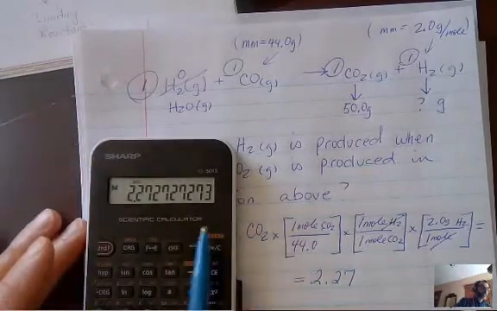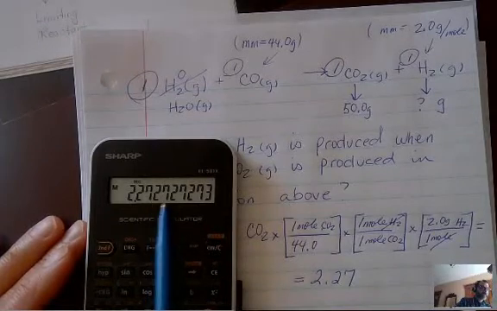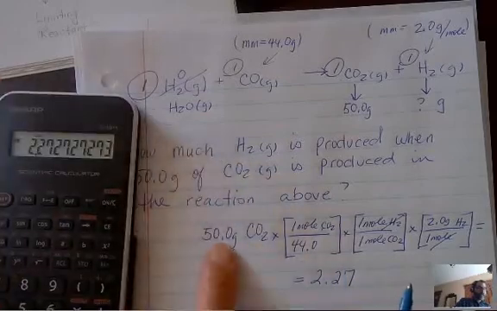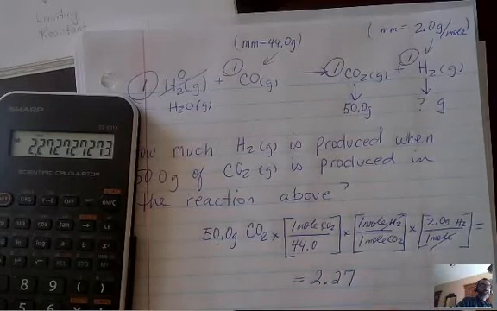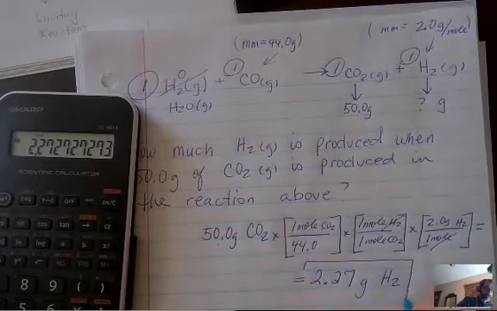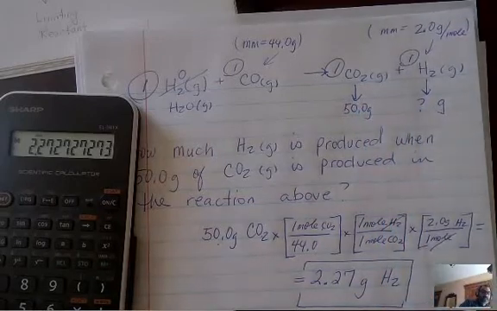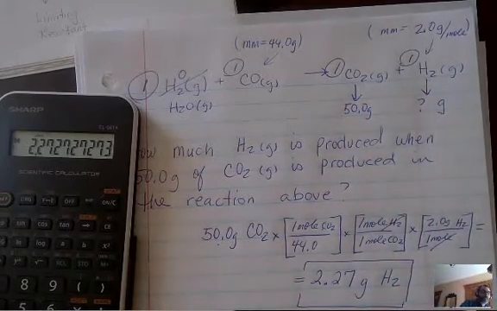Take a look. The next number is a 27 again, so this is repeating. So I'm going to round this down to 2.27. This guy had 3 significant figures. This guy's got 3 significant figures. So it does have 2 places after the decimal. And last piece, this is in grams, and it's in grams of hydrogen. Okay. So whenever you make 50 grams of carbon dioxide, you only make 2.27 grams of hydrogen. Okay. All right. So now this is kind of neat.